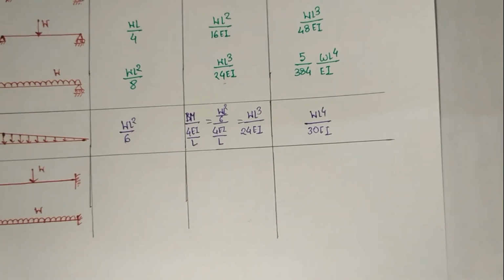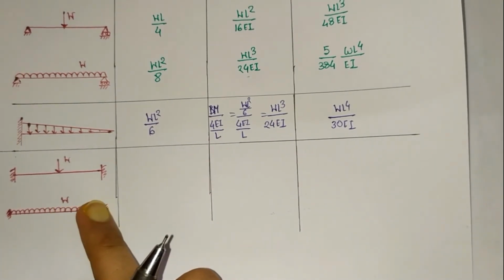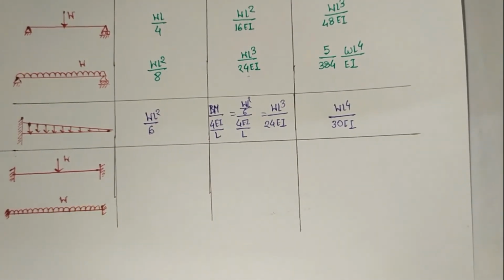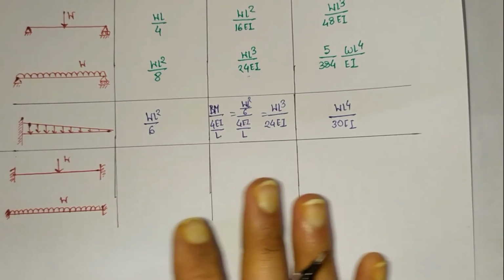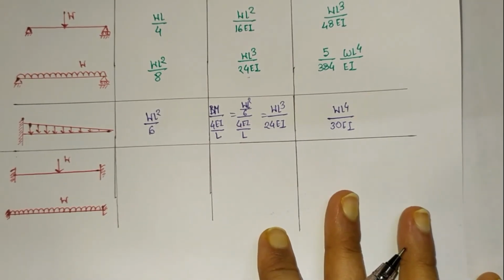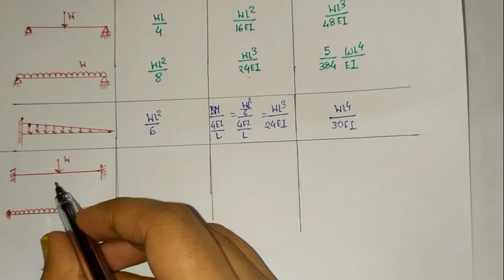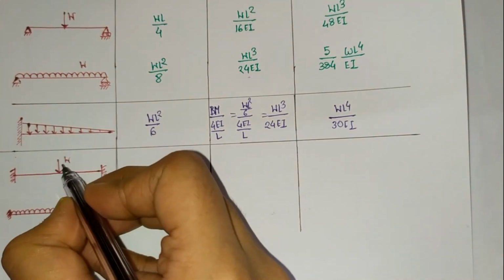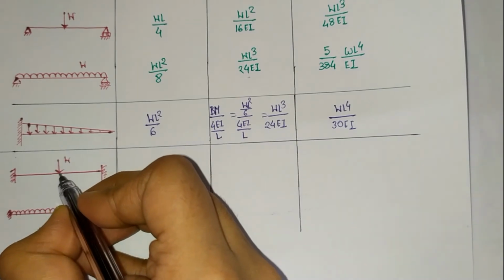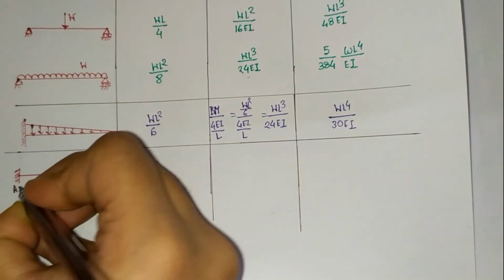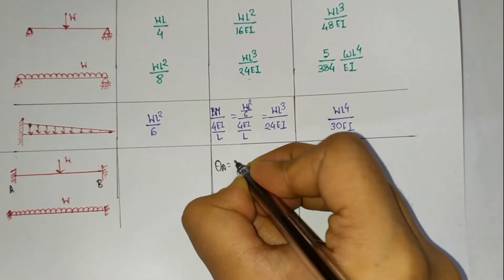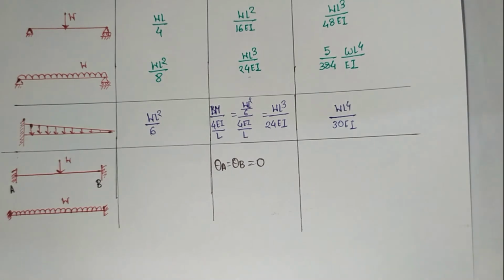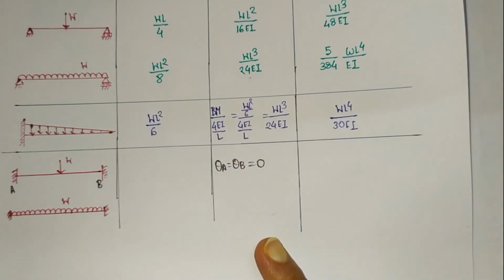Now the fourth case is the fixed beam. In case of a fixed beam, you have to write the slope and deflection values. Here we are not writing the bending moment value, we are just writing the slope and deflection values. When a concentrated load is acting at the center of the fixed beam, suppose this point is A and this point is B, the slope value will be theta A equal to theta B equal to 0, because no slope is generated.